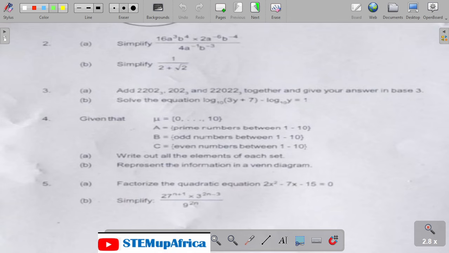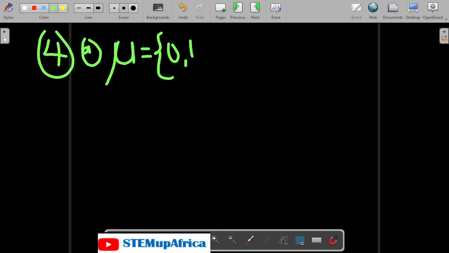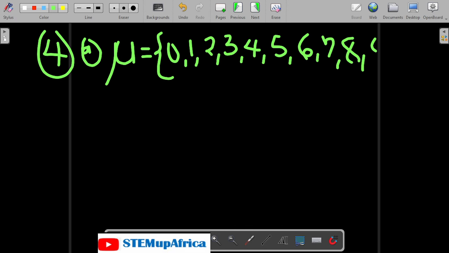So let's look at 3b. Let's look at 4a. It says give you the universal set 0 to 10. So let's do that first. Question 4a. Our universal set is simply 0 to 10. So I'm having 0, 1, 2, 3, 4, 5, 6, 7, 8, 9, and 10.